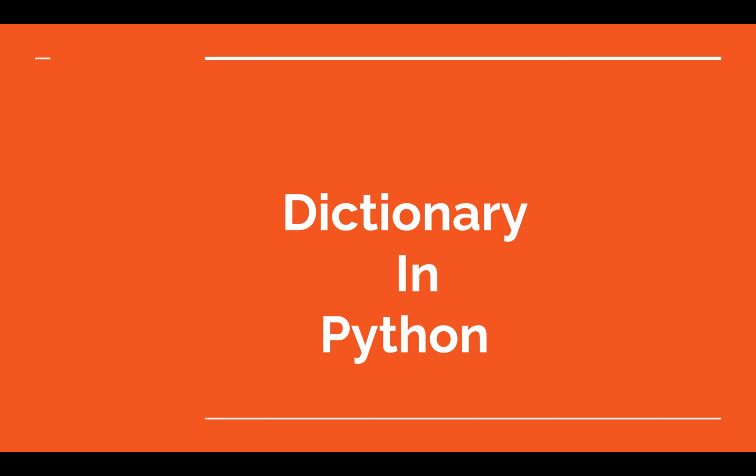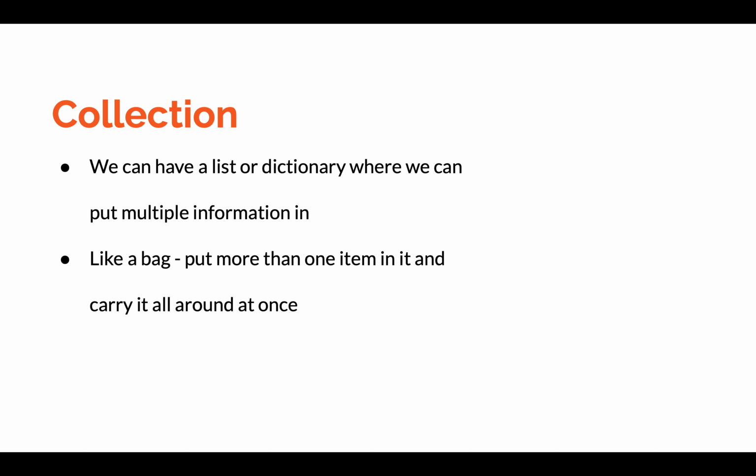Today, we're going to be going over dictionaries. Dictionaries are very powerful and probably our best type of data collection. To go over what a collection is: it's a situation where we have a variable, like a list or a dictionary, that we can put multiple pieces of information in rather than a single piece of information.